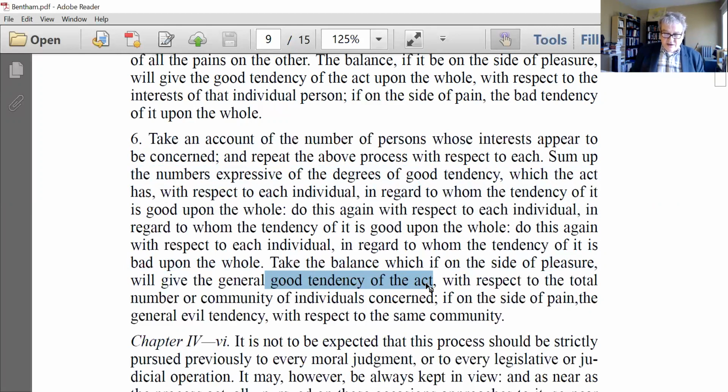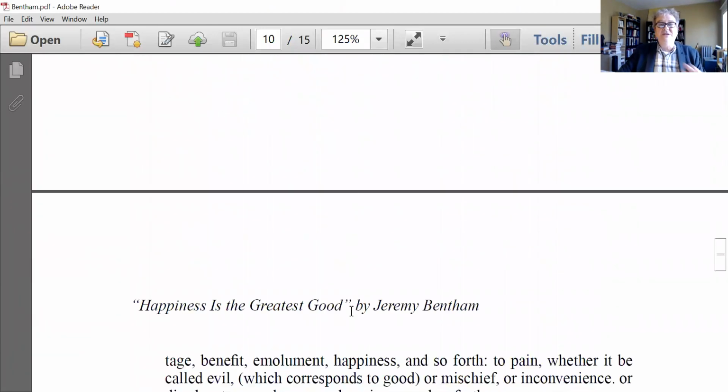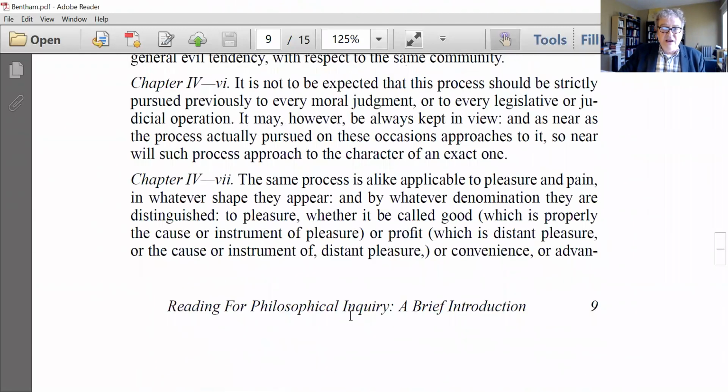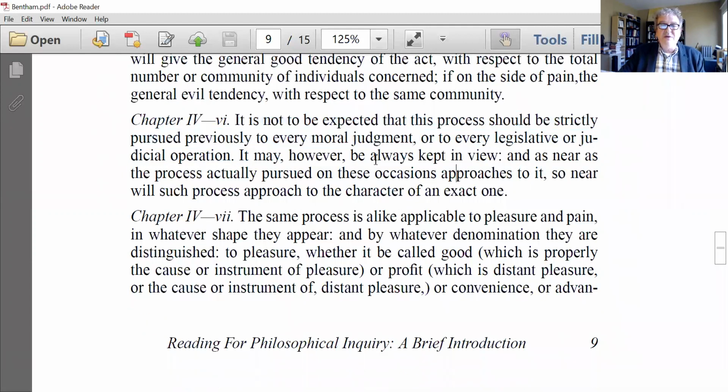Now, he does say in his writings here that we don't have to always go to this much trouble, but this is the sort of ideal. This is what we should be aiming for. He says here, it is not to be expected that this process should be strictly pursued previously to every moral judgment or legislative or judicial operation, but it should always be kept in view. In other words, we should always have in mind that this is the ideal.